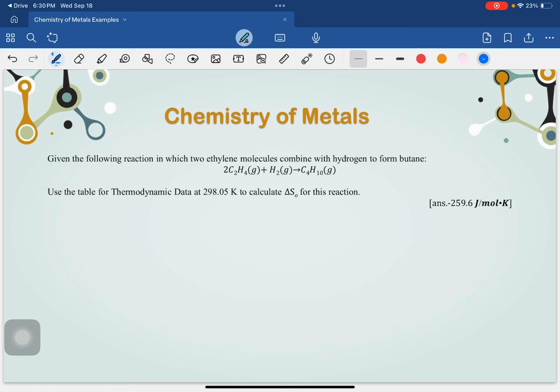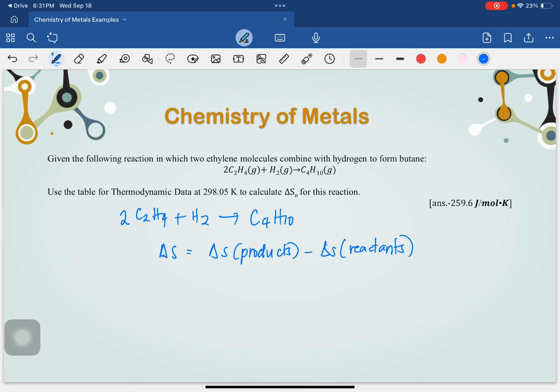So let's just rewrite that. That will be 2C2H4 plus hydrogen gas yields, of course, butane. Butane is C4H10. For us who love SAMG, we're very familiar with butane. Okay, now we're looking for delta S, and we know that delta S is simply delta S of our products minus the delta S of our reactants.